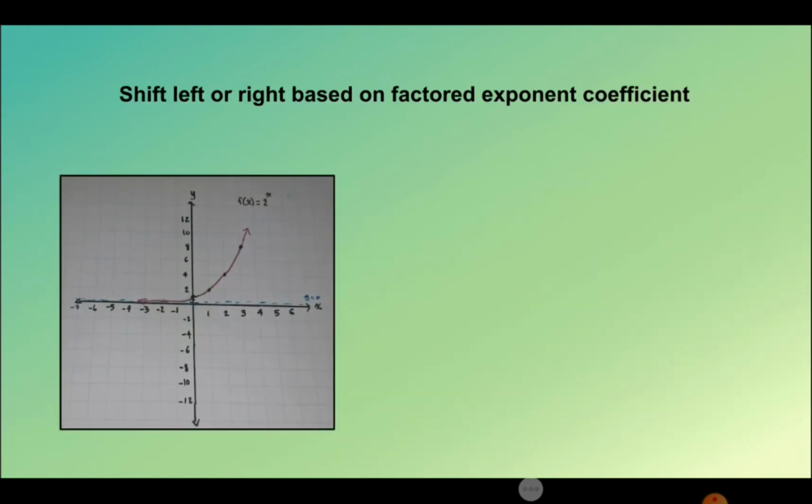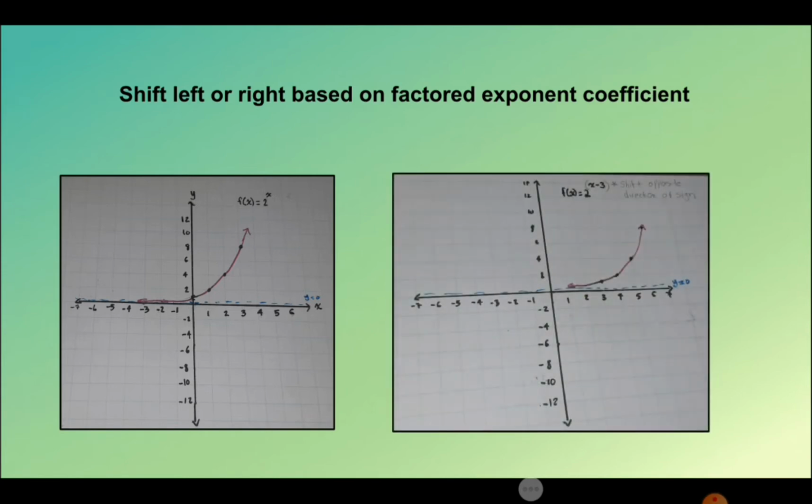Okay, and then if you want to see if a graph shifts left or right, that would be in the exponent, and we would have to find the factored version of that exponent. And inside that factored version, you use the opposite direction of that sign. So for example, here we have x minus 3, which is already factored, and you see that it's a minus 3, but we have to use the opposite direction of that sign. So instead of going left, you shift by 3 units to the right.